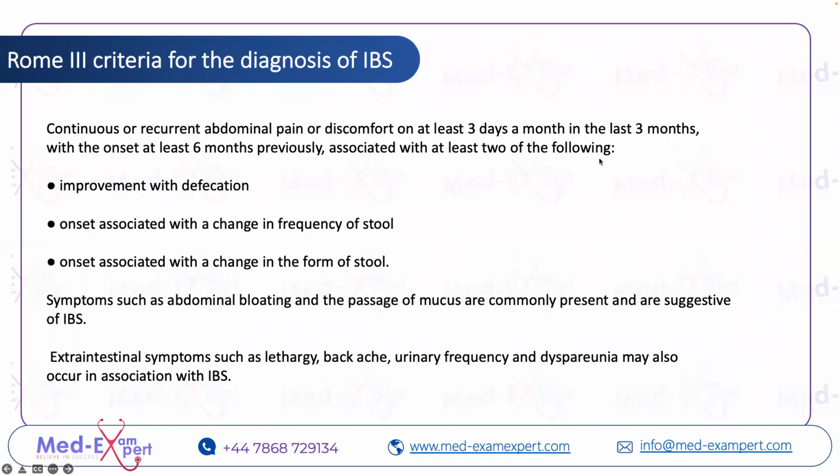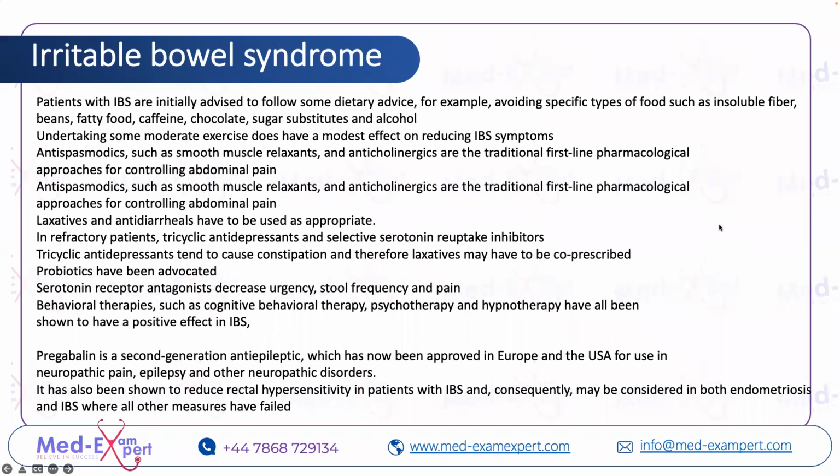Okay, so this is all from your guideline for the diagnosis of irritable bowel syndrome. What all you need to ask the patient: if the pain is increasing with defecation, if there is any association with the frequency of stool, the form of the stool, and if there are any symptoms of bloating or mucus in the stools, and any extra-intestinal symptoms like lethargy, back pain, frequency, dyspareunia may also occur with irritable bowel syndrome. So it is not just the bowel symptoms; you can have other symptoms as well, but still your diagnosis can be IBS.